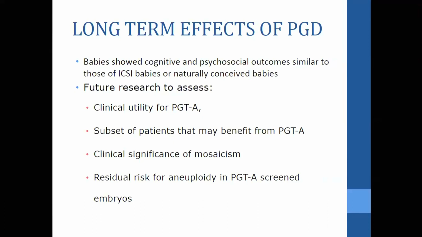Earlier, suppose in one cycle, all embryos were mosaic, so they implanted some embryos that were mosaic, and that resulted in a live, healthy baby. We don't know whether that mosaicism was present in the placenta only or some type of rescue of trisomy has occurred. So this is also an area for further research.